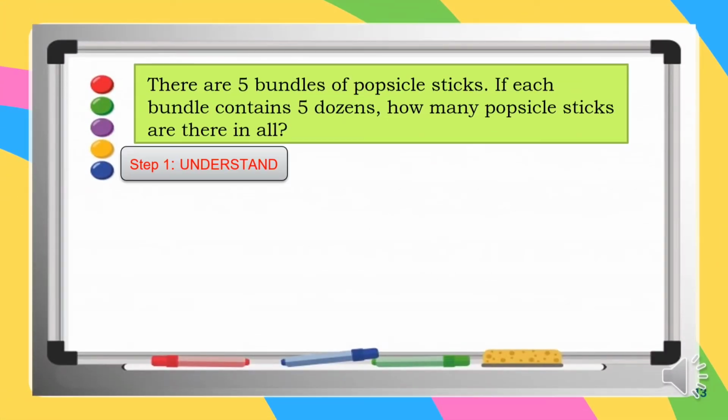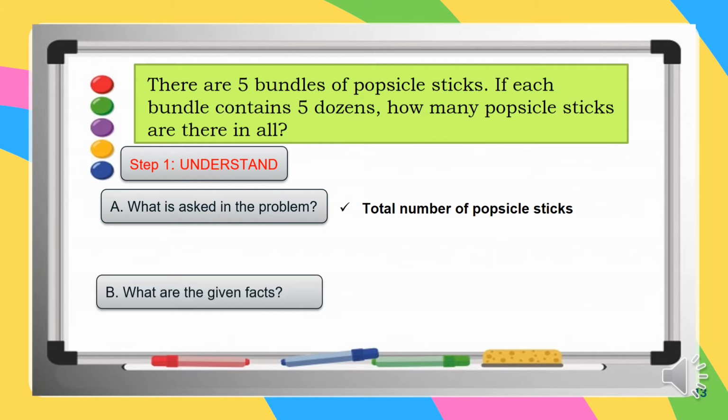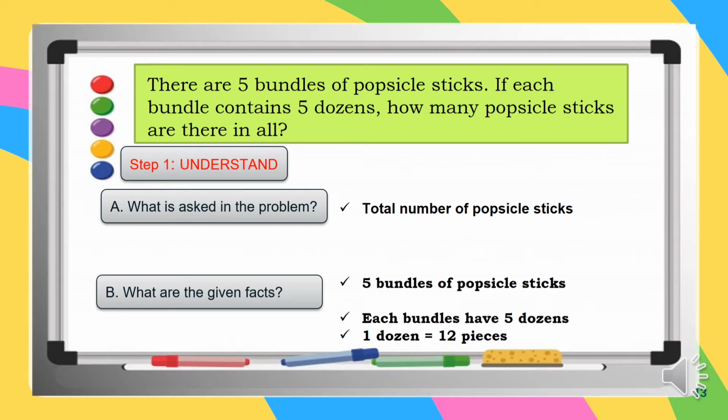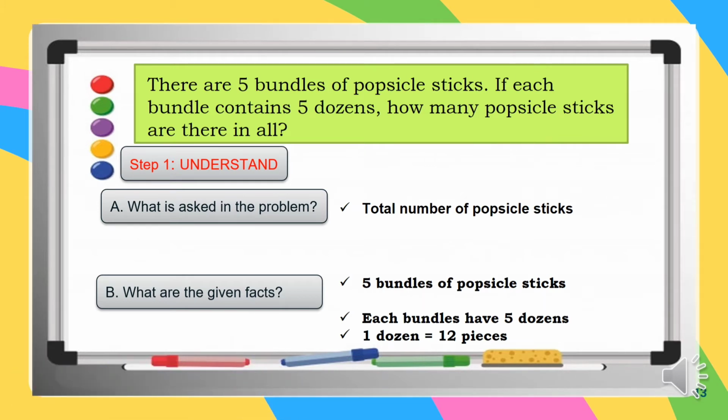Let's have another example. There are 5 bundles of popsicle sticks. If each bundle contains 5 dozens, how many popsicle sticks are there in all? Step 1 is to understand. What is asked in the problem? The answer is the total number of popsicle sticks. What are the given facts? The given facts are 5 bundles of popsicle sticks. Each bundle has 5 dozens, and 1 dozen is equal to 12 pieces.